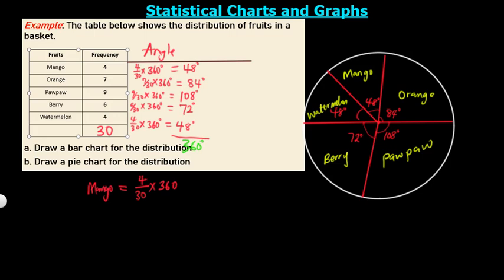And from there you can easily see that the one with the highest frequency, 108, is the largest sector, followed by the orange, which is 84, and followed by berry, hence mango and watermelon. So we've been able to prepare pie charts for this. We've learned pie chart and we've also learned bar chart now. Moving forward, let's take another example.